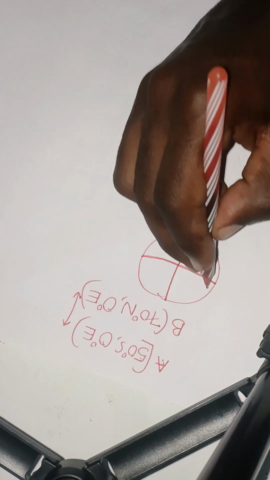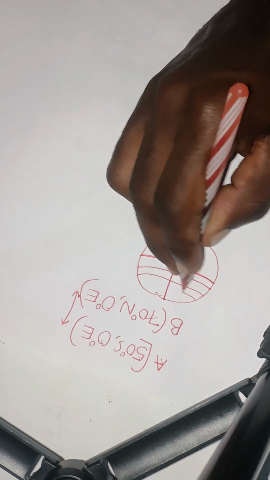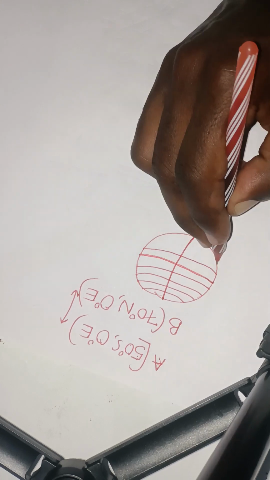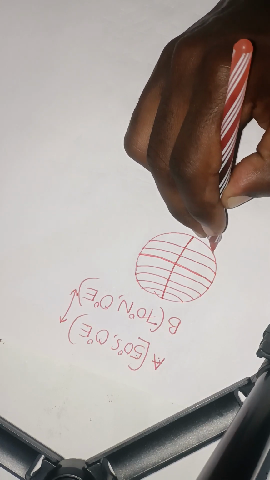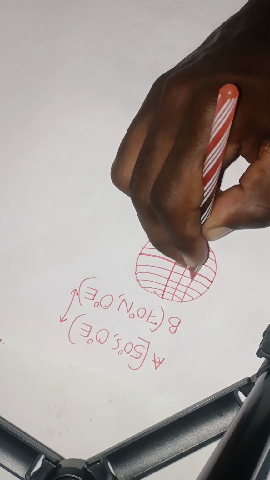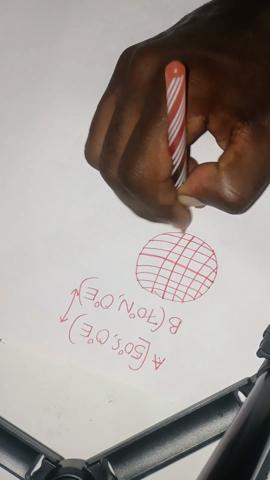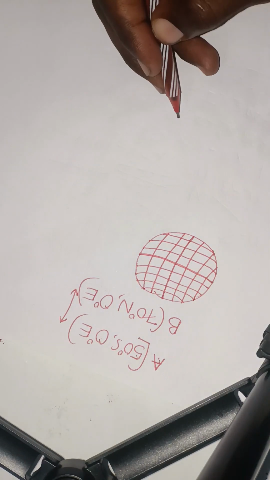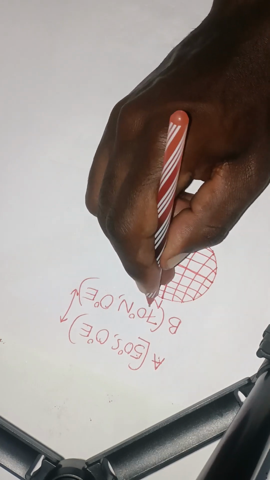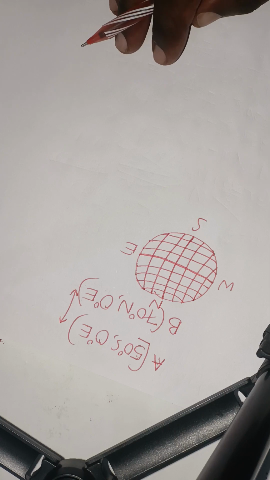Now, we can have these as our latitudes. Very good. Then we can have these as our longitudes. So we have both the latitudes and the longitudes. This is our globe. So this is the northern part of the globe, the southern part, the western part, and the eastern part.